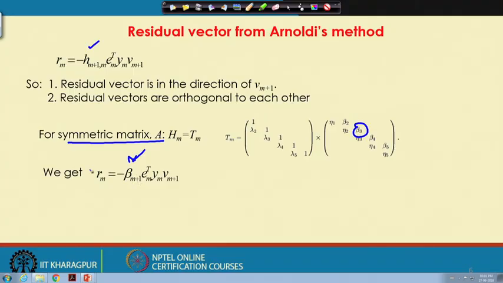So, I will stop here in this session, with this particular idea that our residual vectors at mth level are along the m plus 1th basis of Krylov subspace, and residual vectors are orthogonal to each other. We will see how we got an expression for the residual vector for symmetric matrices, and how this can be substituted into Lanczos algorithm or direct Lanczos algorithm, where we are doing this TDMA type of calculation, and we can get a faster solution method.